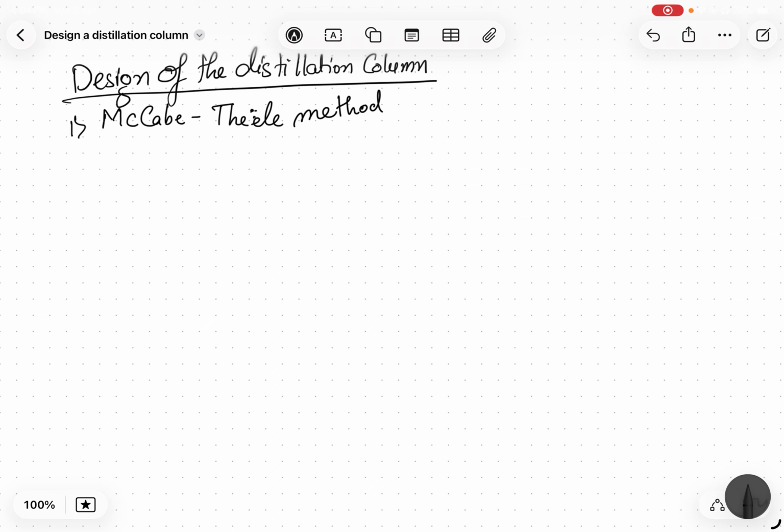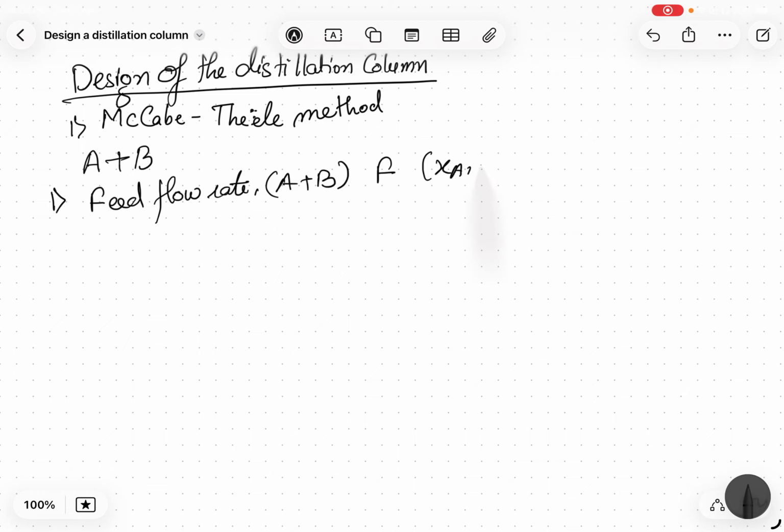Let's say you are designing this for a company, or let's say you have been given a solution A plus B, a mixture of A and B. You want to separate it. So what data is given to you? You know the feed flow rate of A plus B, that is F, and you also know the XA, and you know the XB also, 1 minus XA equal to XB.